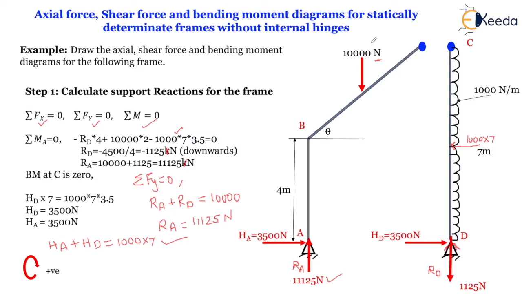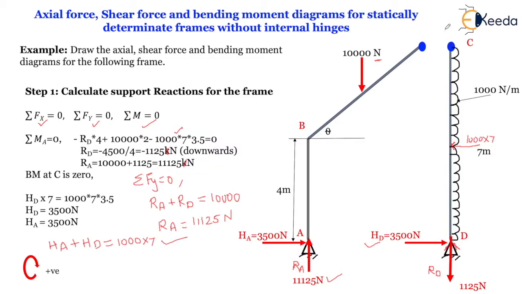Now let us consider moment about any one hinge. When I consider moment about any one hinge, I mean any one side of the frame, so let us consider moment about this. So we'll write HD into 7. Now only consider this part. The hinge separates the frame into two parts. So HD into 7 is equal to 1000 into 7 into 3.5.